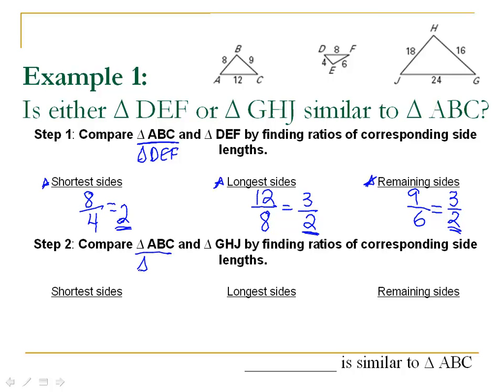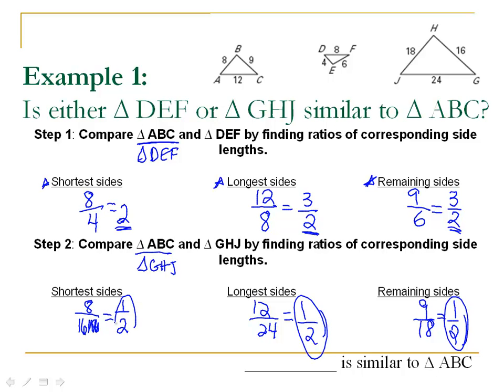Now let's do triangle ABC to triangle GHJ. So again, the shortest side of triangle ABC is 8. The longest side is 12, and my remaining side is 9. I'm going to make proportions for all three of these. Okay. So for triangle GHJ, my shortest side is 18. My longest side is 24, and my other side is 18. So 8 over 18, wait a second, I wrote that wrong. My shortest side isn't 18, it's 16. 8 divided by 16, 8 goes into both, so 8 divided by 8 is 1, 16 divided by 8 is 2. 12 over 24, 12 goes into both. 12 divided by 12 is 1, 24 divided by 12 is 2. 9 over 18, 9 goes into both, so 9 divided by 9 is 1, 18 divided by 9 is 2. And you see we get 1/2 as our ratio for all of them.